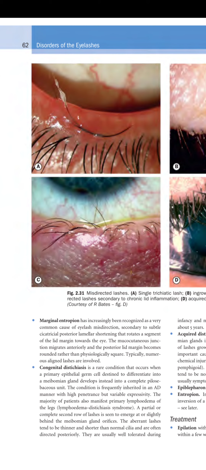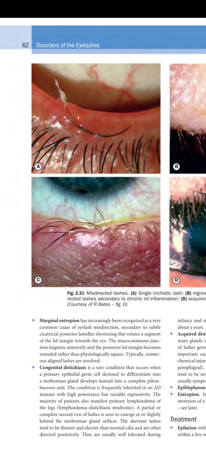Congenital dystrichiasis. Basically dystrichiasis means that there will be an additional row of lashes, instead of there being a misdirection. It is a rare condition that occurs when a primary epithelial germ cell destined to differentiate into a meibomian gland develops instead into a complete pilosebaceous unit. The condition is frequently inherited in an autosomal dominant manner with high penetrance but variable expressivity. The majority of the patients also manifest primary lymphedema of the legs, lymphedema dystrichiasis syndrome.